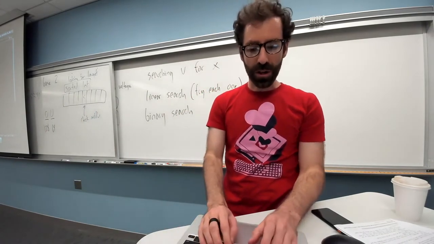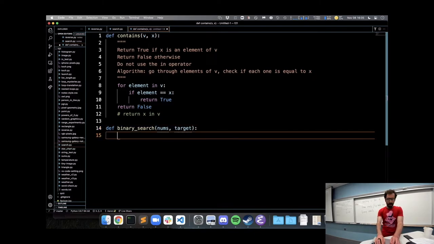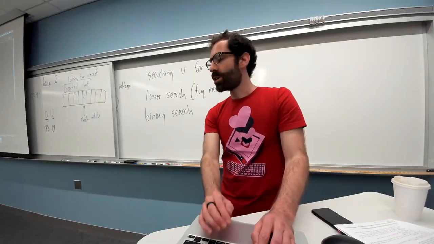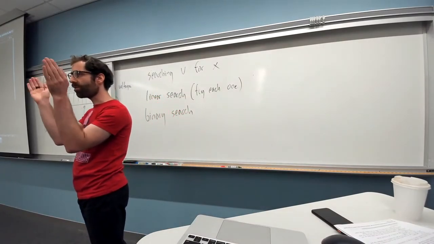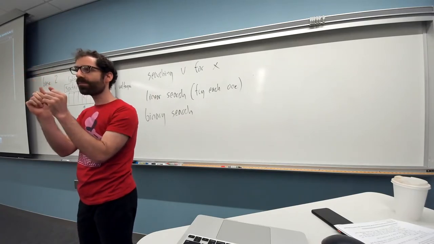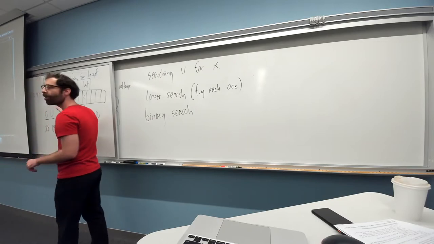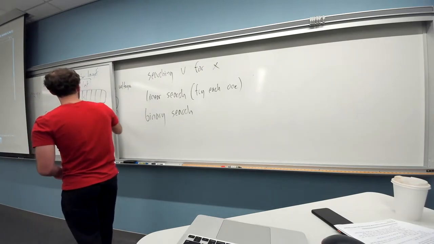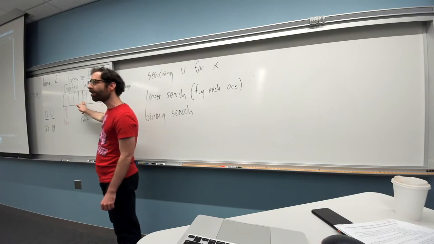So if I were to define a binary search function that took in a v and an x like our contains, I'll name them nums and target actually, so it's a little easier to tell what the code is doing. To start out with, one way of implementing this strategy is to keep track of the indexes of the portion of the list that I'm currently searching. So okay, here's the low index that I'm searching, and here's the high index that I'm searching, which gives me this spot in the middle between them.